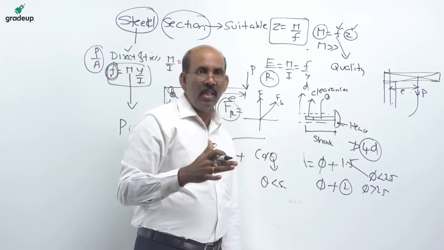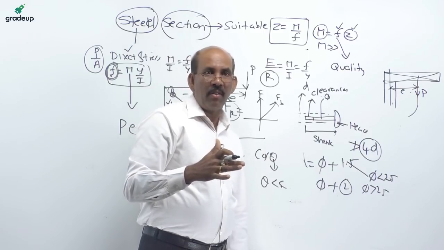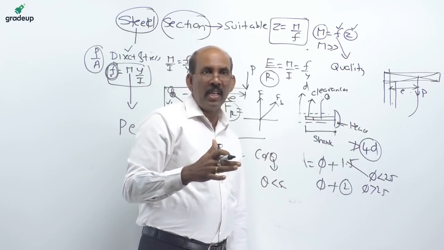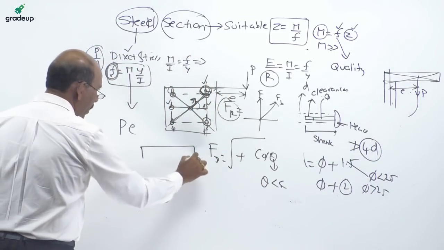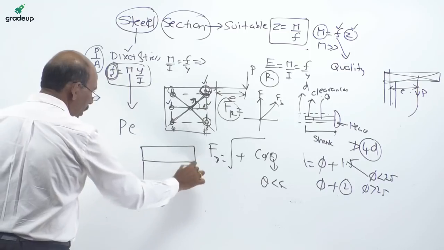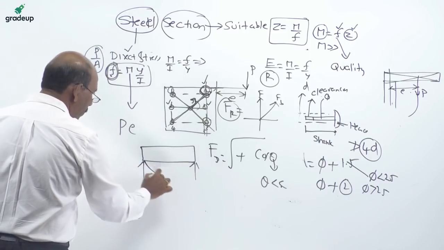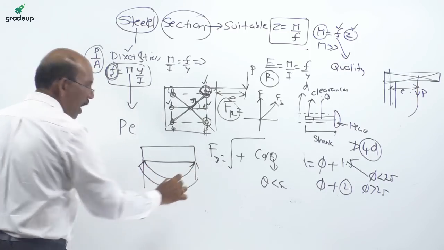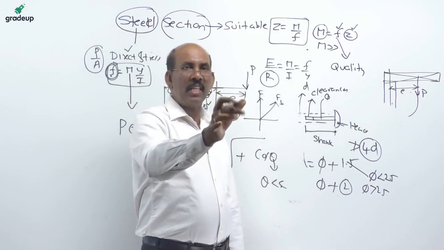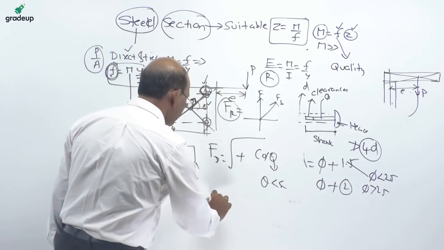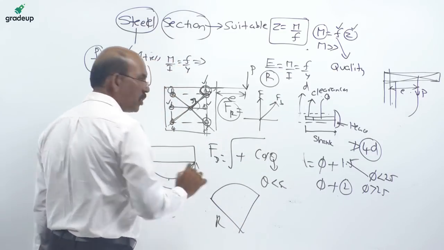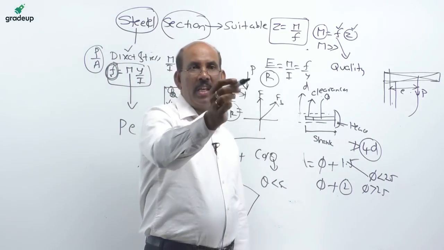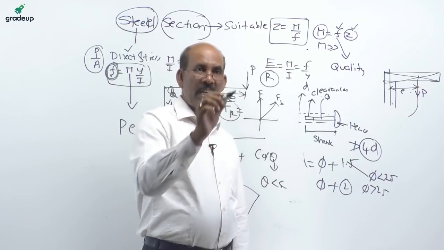I think the last one: curvature, why is it equal to 1 by r? What is the meaning of curvature? The radius of curvature: this is the beam here, according to the theory of simple bending. The beam bends like this, in an arc of a circle, and this is nothing but the radius of curvature. So we assume this as the radius of curvature. Thank you very much.